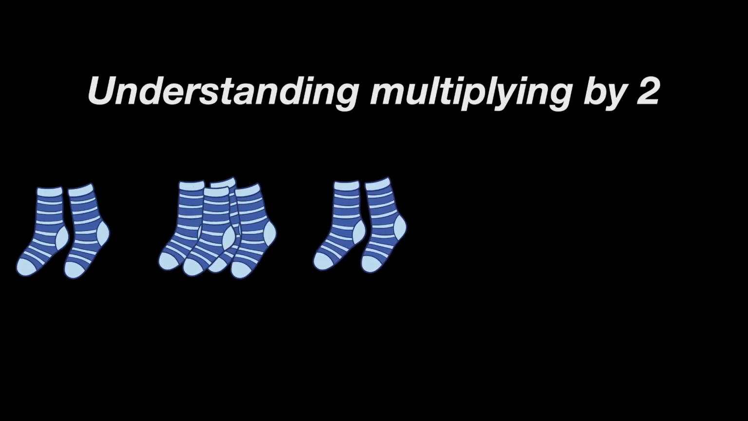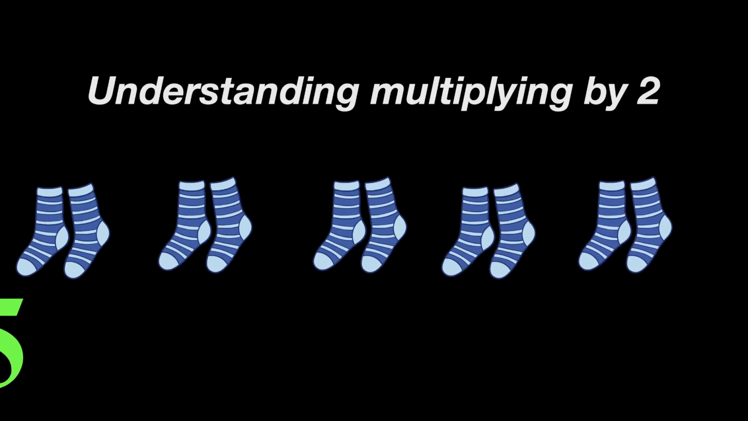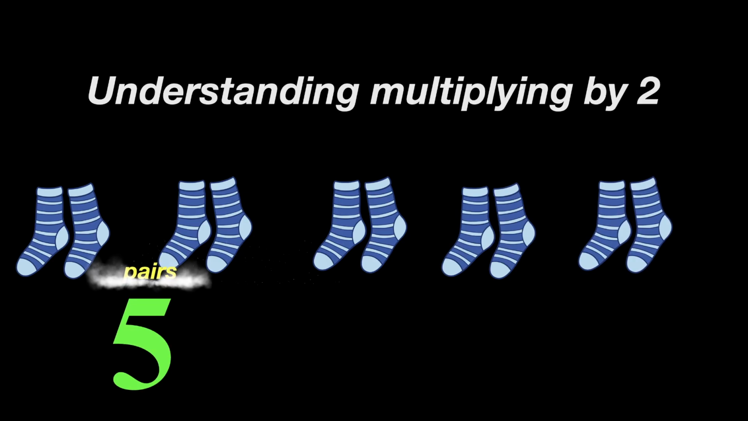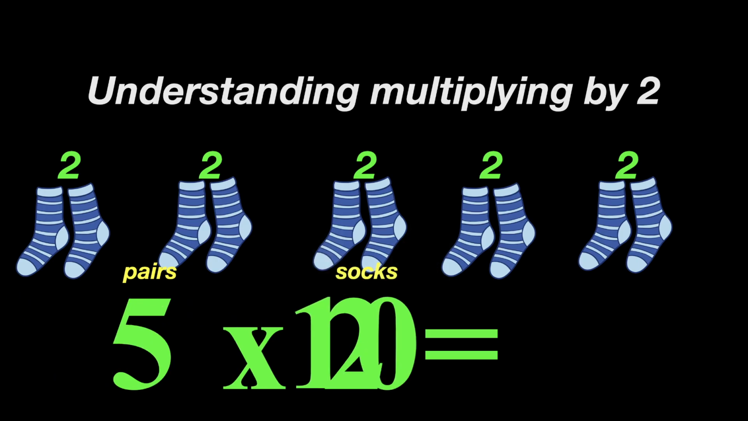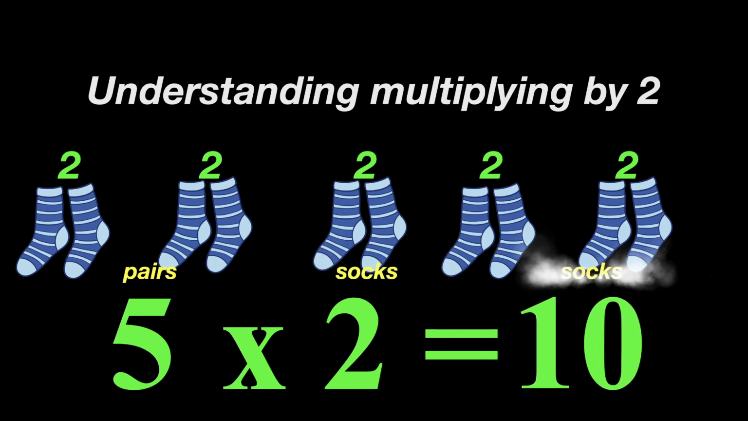So how does multiplying by 2 work? Well, think of it this way. If you went shopping, and let's just say you buy socks, right? And you say, I'm going to buy 5 pairs of socks. Well, how many socks are in each pair? Not 1, but 2. So in other words, 5 times 2, well, that would equal 10. So that's how multiplying by 2 works, okay?